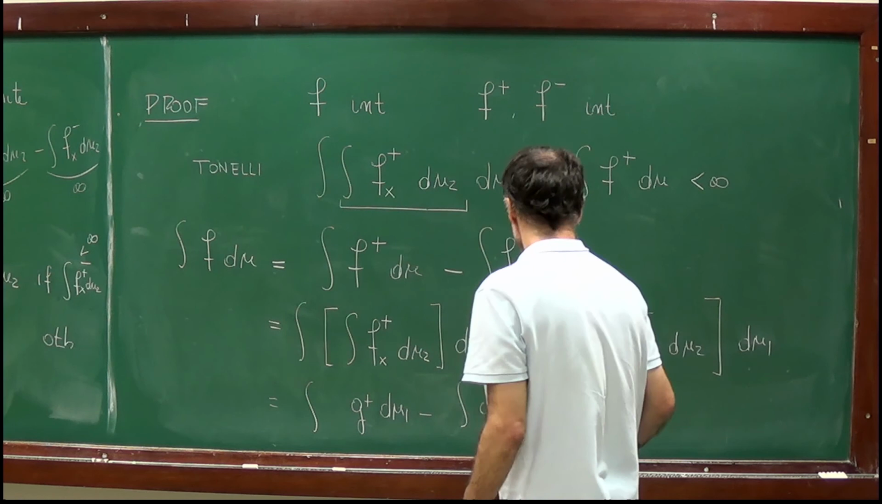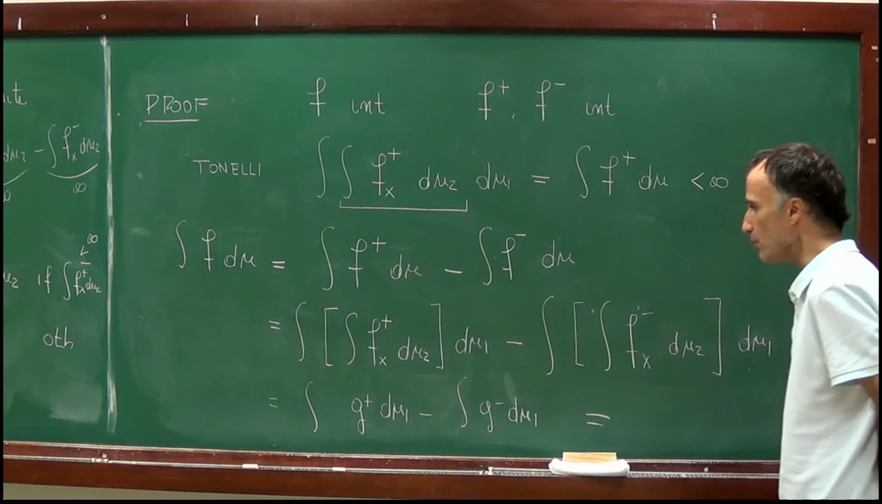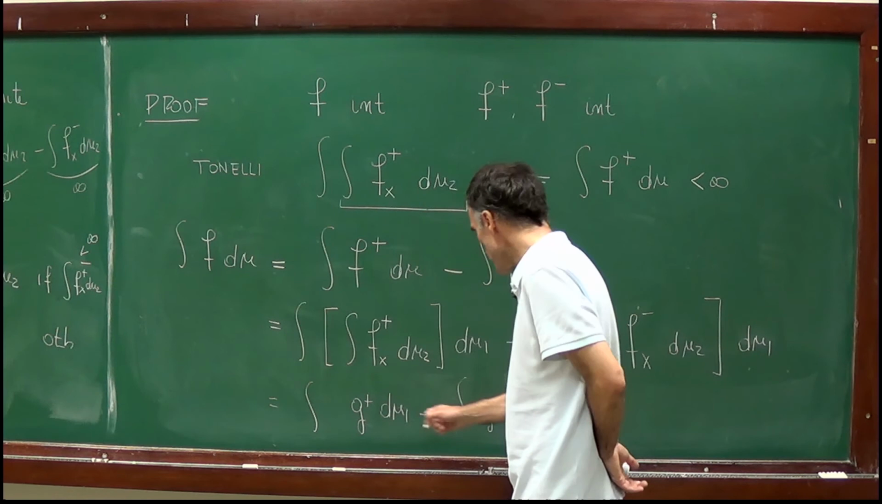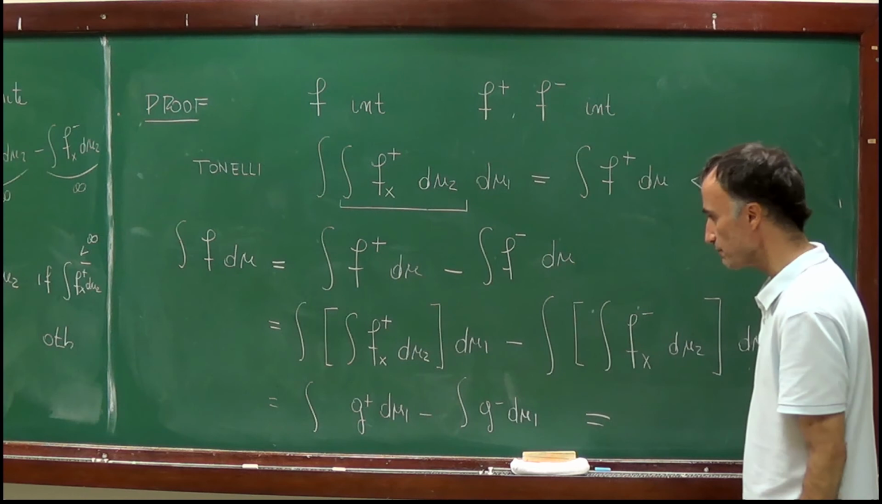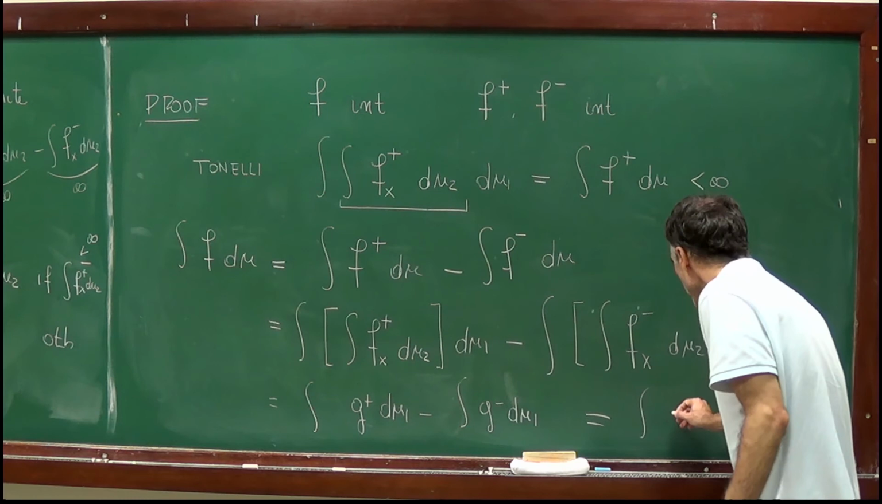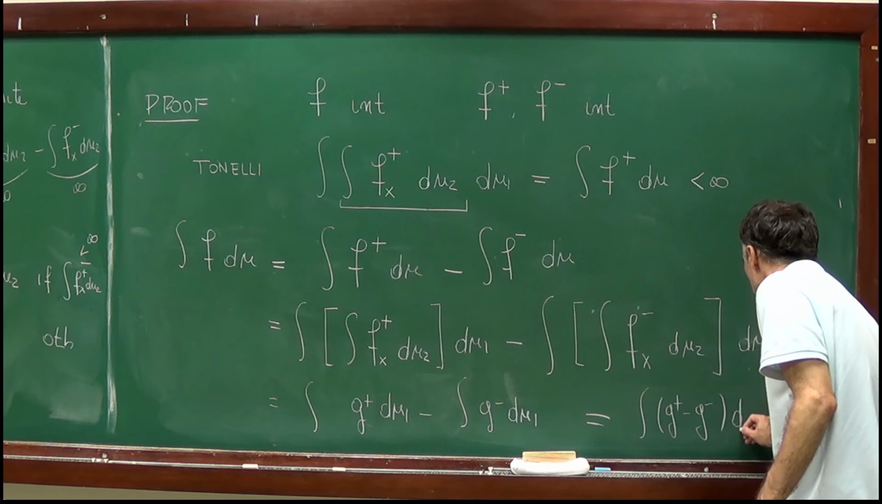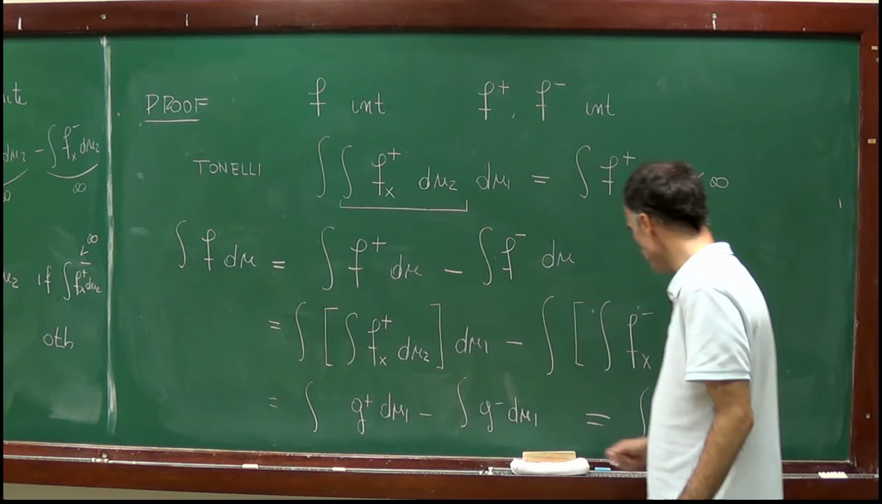And now, since g plus and g minus are both integrable, and since g plus x and g minus x are never equal to plus infinity at the same point, because they are finite, g plus of x is finite at all points x, and g minus is finite at all points x, I can make sense of g plus minus g minus. And since these functions are integrable, by linearity this integral is equal to that one. And this is exactly what I called g.